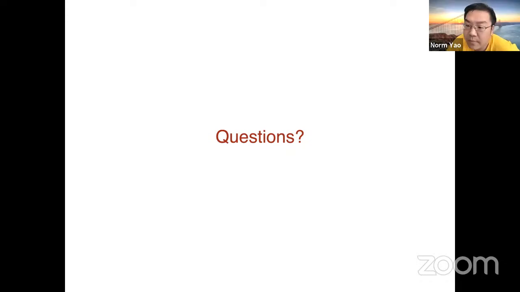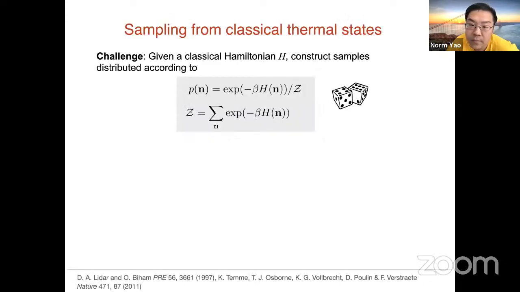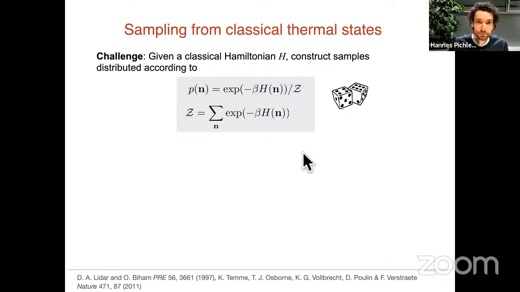Then in the last part, I want to talk about one other application which is very closely related to this optimization with maximum independent set, which is sampling. Another task you can try to use these Rydberg atoms for is to do sampling from a classical probability distribution.